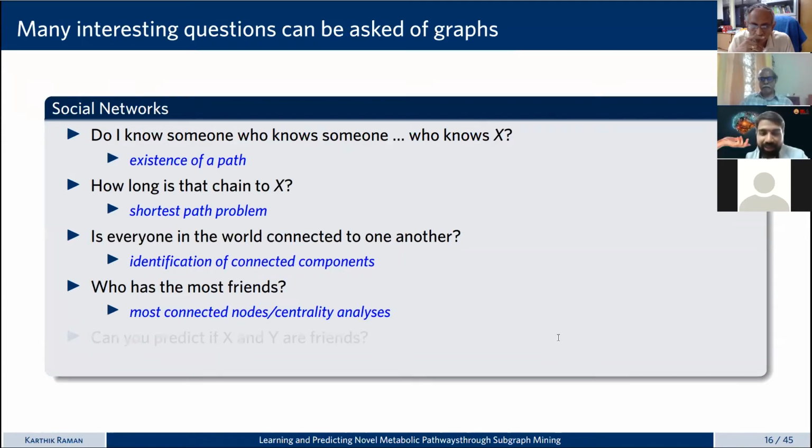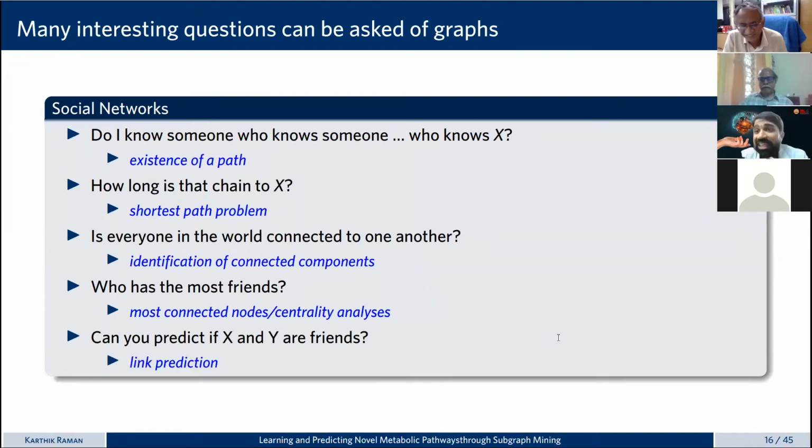So there are companies that try to figure out what are the least number of people I need to advertise a product to so that my product becomes popular or viral and things like that. Although viral is no longer an interesting word to use today. And can you predict if X and Y are friends? This becomes a link prediction problem. Right? So can you predict if two people are bound to be friends by virtue of their interests and things like that? This is how Facebook keeps popping up asking you, do you know this person, or do you think this person is your friend?